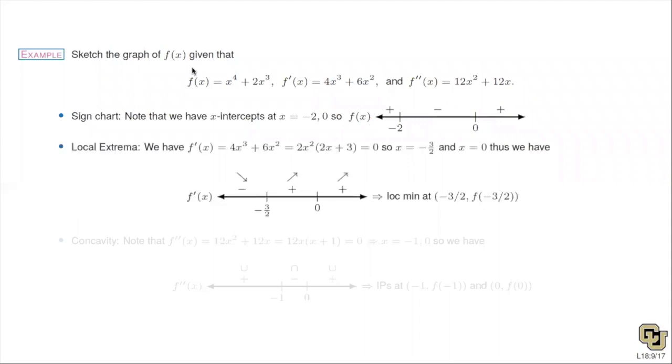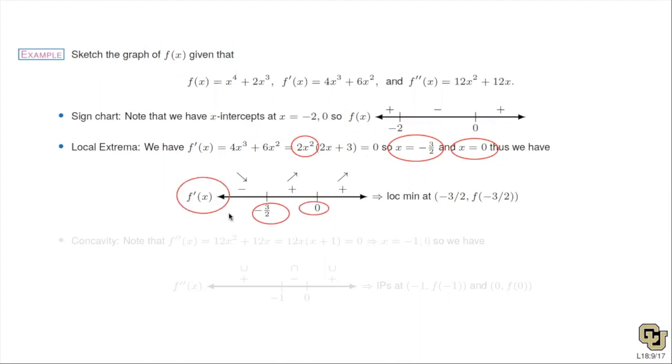And for the first derivative, it's easy. Here you take the derivative, you get another nice polynomial. Again, basic algebra, I factor out the common term, set it equal to 0. I get 2 critical points, -3/2 and 0. And those are the points I put on my number line for the first derivative.